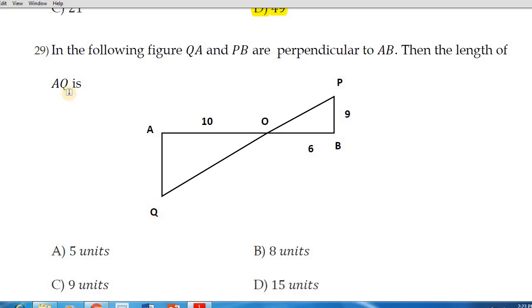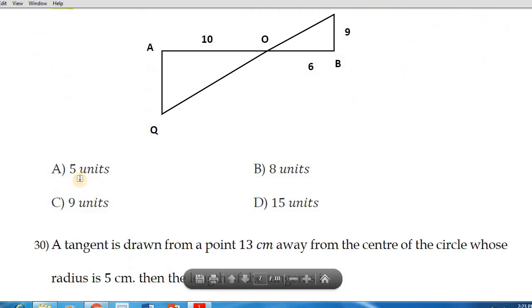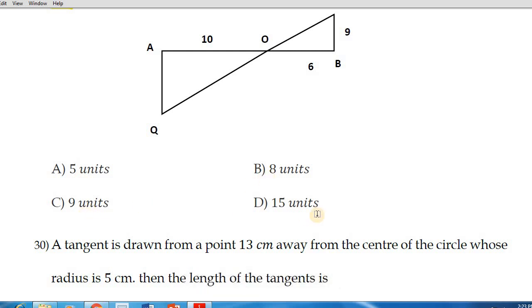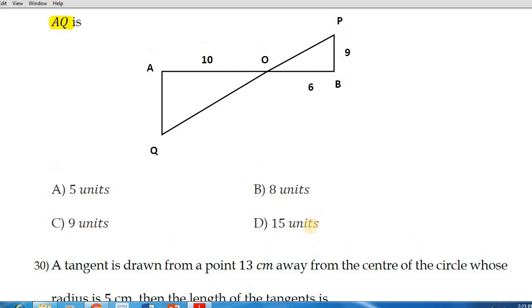So move on to another question, children. In the following figure, QA and PB are perpendiculars to AB. Means angle A is 90 degrees, angle B is 90 degrees. Then the length of AQ is to be found. Options are 5 units, 8 units, 9 units, 15 units. See, first of all, at O, two angles are forming, namely AOQ and BOQ. So these two angles are vertically opposite angles.